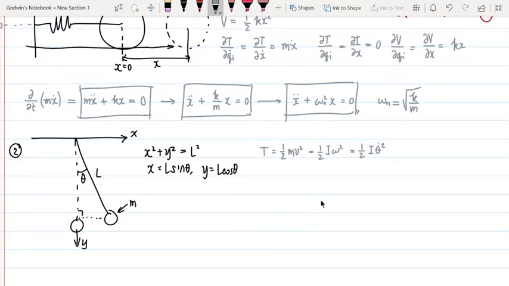And so that is just literally 1/2 m, and then the radius from the center of rotation to your actual point mass, which is, of course, the length of our pendulum, L squared. So it's going to be, 1/2 ml squared theta dot squared.